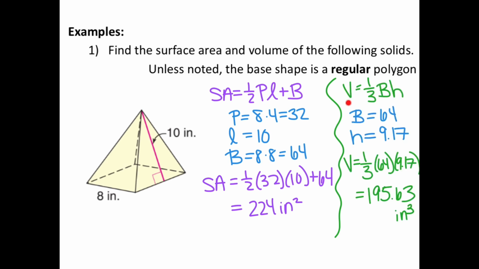Now the volume is where we actually end up using the height that we had to calculate using the Pythagorean theorem on the last slide. So volume equals 1/3 area of the base times the height. We already found the area of the base over here in the surface area work, so that's where the 64 is coming from. And this H we found using the Pythagorean theorem with the 10, the 4, and finding the value for the height. So plugging that in as necessary, we get 195.63 cubic inches.